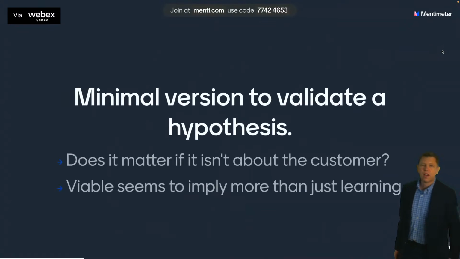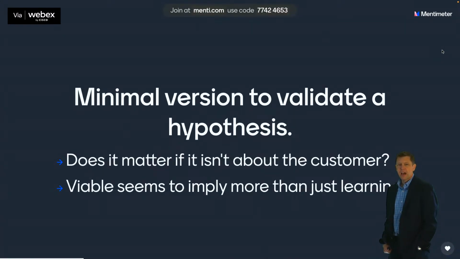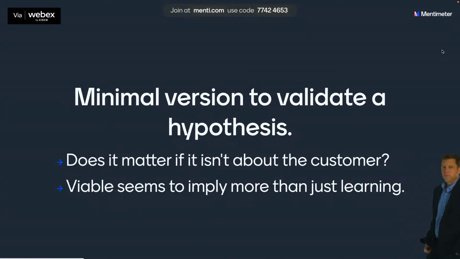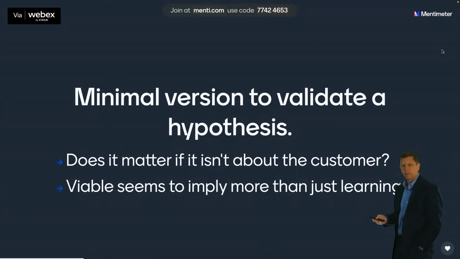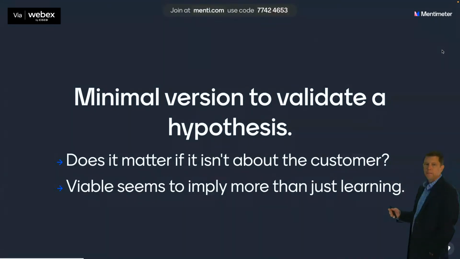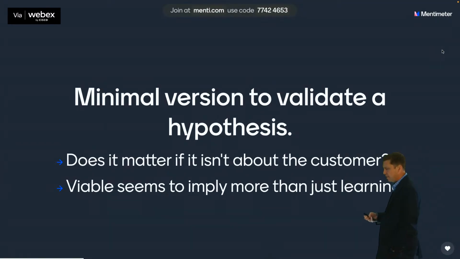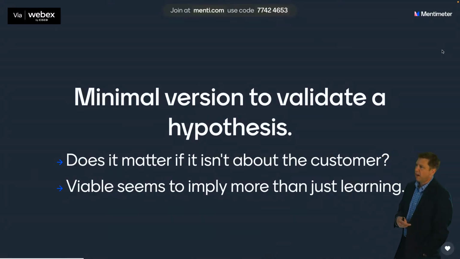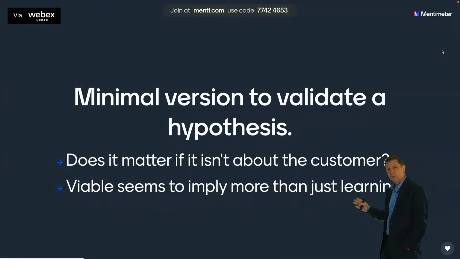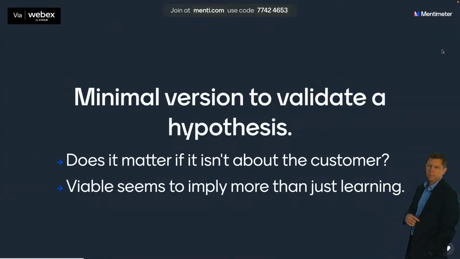So the next definition was minimal version to validate a hypothesis. This is a definition I've heard used at different places, and it's not necessarily bad, but my question with this is, does it matter if it isn't about the customer? Like, are we just trying to validate a hypothesis that we can deploy Spring to AWS, or that we can use Angular as a front end, or that our developers can actually deploy something in Angular through to the cloud, or sometimes even that our developers can get this working on their local environment?